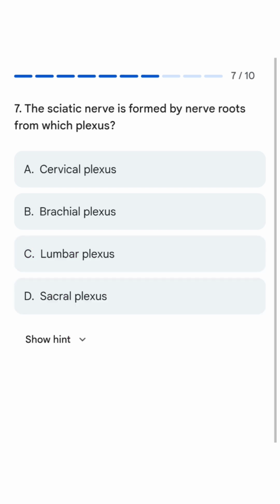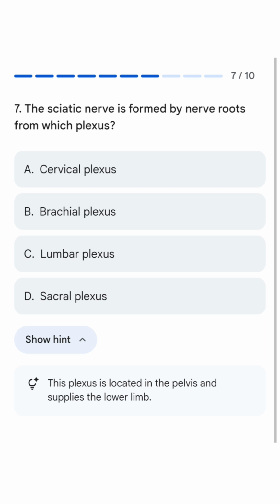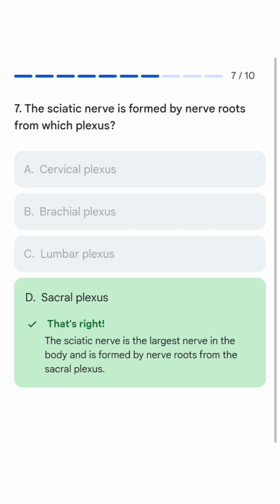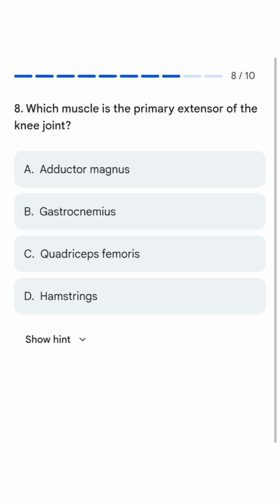The sciatic nerve is formed by nerve roots from which plexus? Cervical plexus, brachial plexus, lumbar plexus, sacral plexus. This plexus is located in the pelvis and supplies the lower limb. Sacral plexus, that is the right answer. The sciatic nerve is the largest nerve in the body and is formed by nerve roots from the sacral plexus.